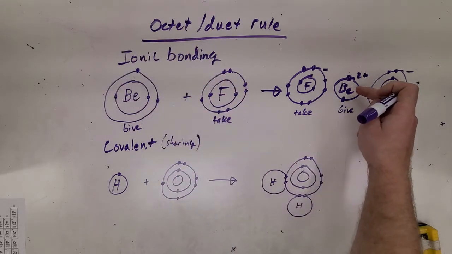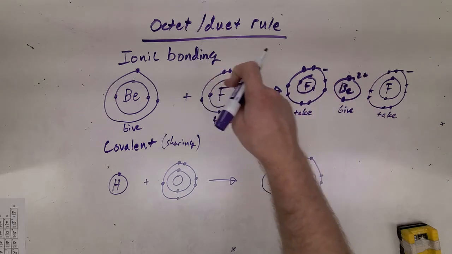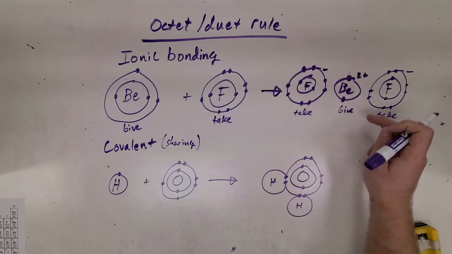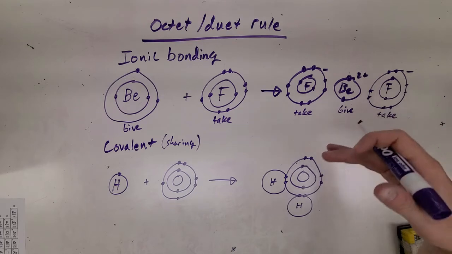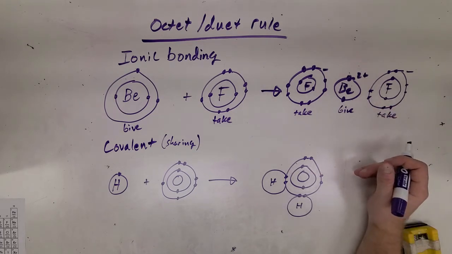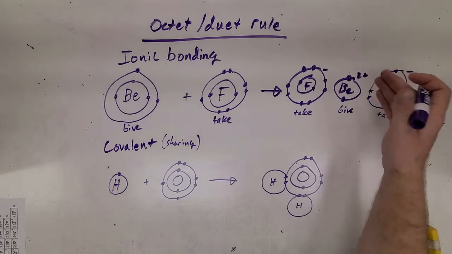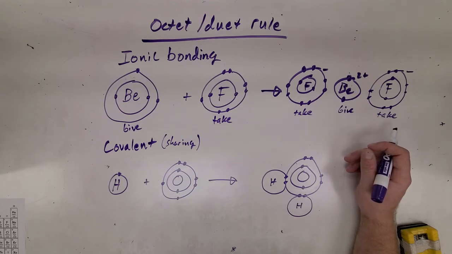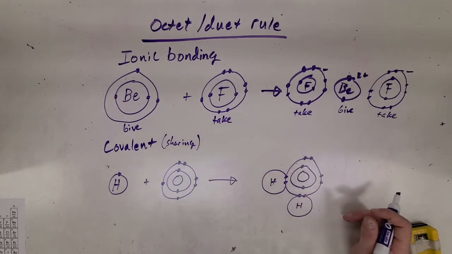So beryllium's going to give 1 electron to fluorine. Fluorine's going to take that. And then another fluorine or a chlorine or whatever else is nearby that can also only accept 1 electron will come by and bond with that beryllium as well. Same thing in covalent bonding, only the elements share the electrons.